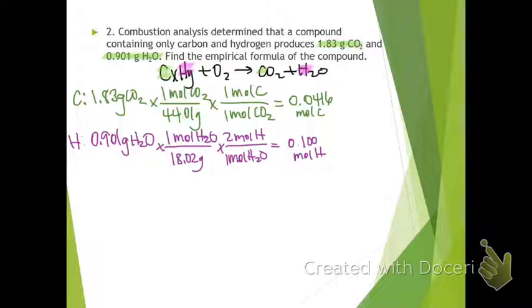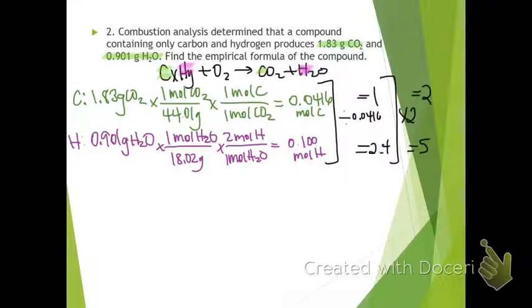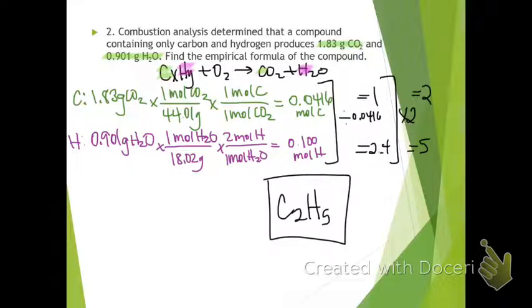We got to moles. Now we need to divide by small. Dividing by small does not get us to whole numbers quite yet, so we need to times till whole. That's going to give us a ratio of 2 carbons per every 5 hydrogens, making our empirical formula for this hydrocarbon C2H5.